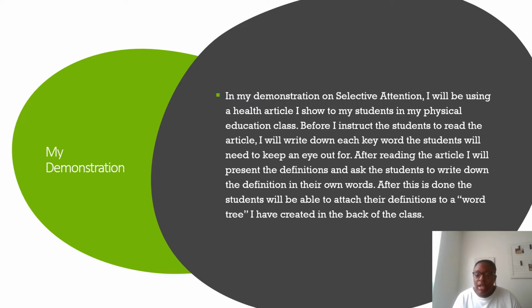After this is done, a lot of times I will allow my students to use a piece of paper, cut it out into like a leaf, and they can put the definition and the word on the same leaf, go to the back of the class and attach it to our word wall that we have there. The word wall will change throughout the year depending on the lesson. So for this lesson, it's about muscles. So I would label it the muscle word wall, and each student will be able to post their definition of what they think that word means.